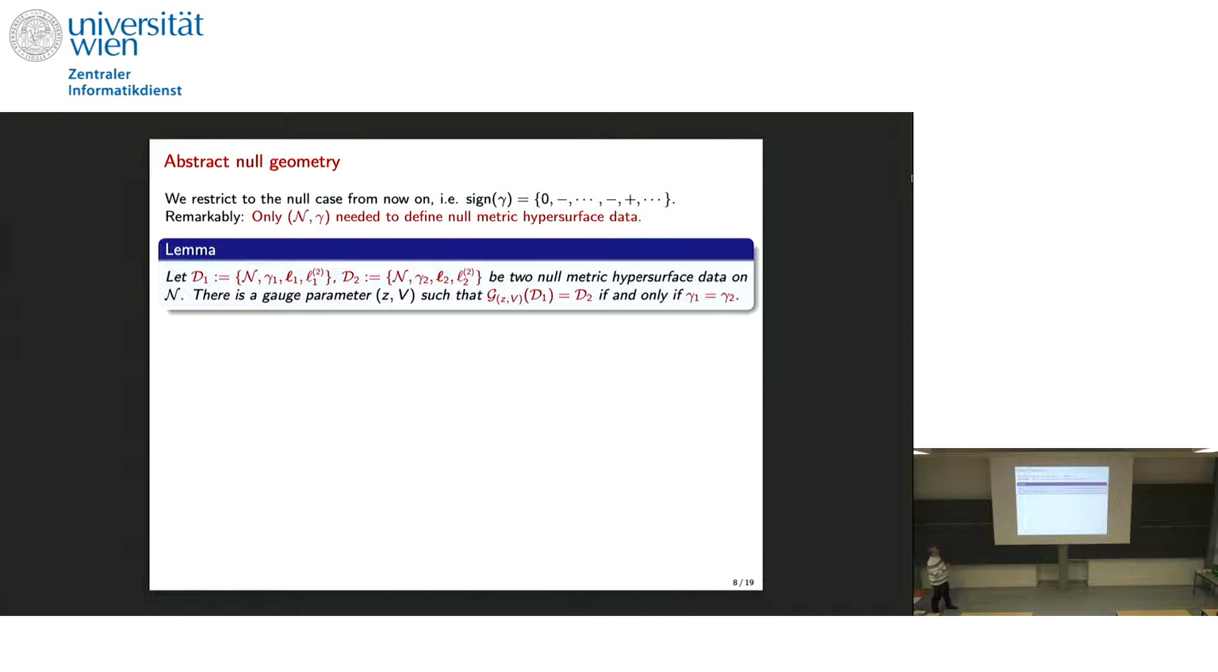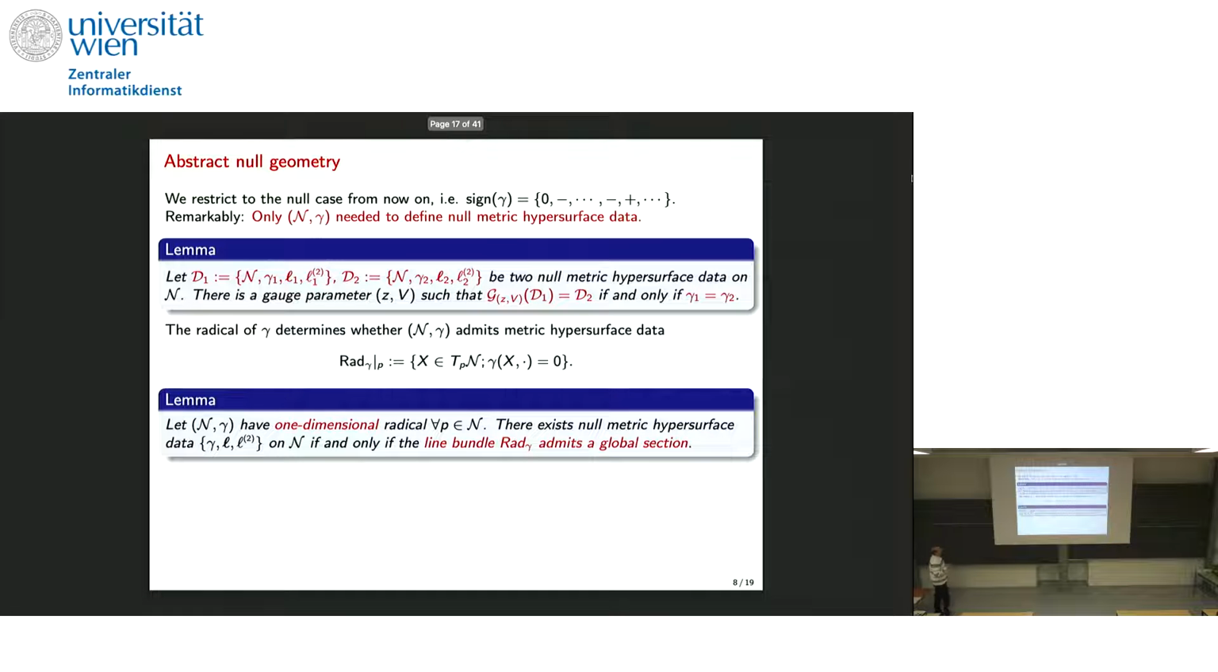So essentially, the information is in gamma. That's of course very, very interesting. But the question is, okay, what if you just give me gamma? Can I construct metric hypersurface data? Because this result only tells me that two such metric hypersurface data are going to be related. But can I build metric hypersurface data? And the answer to that depends on the behavior of the radical.